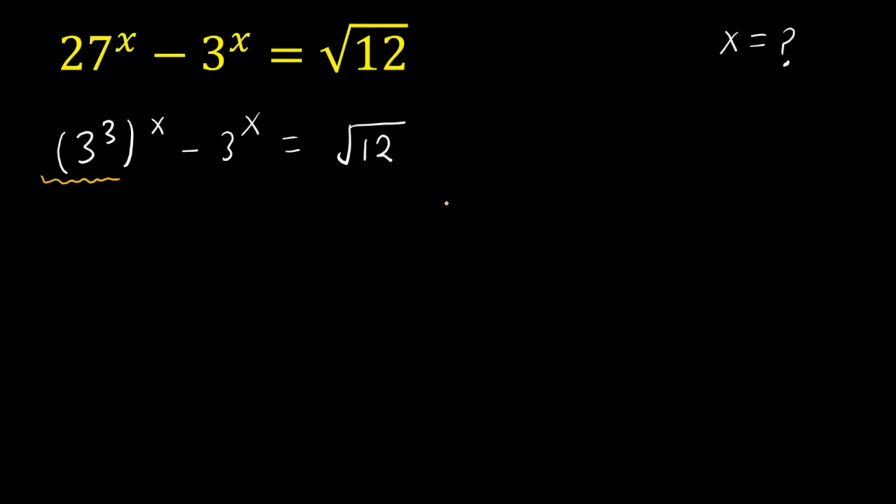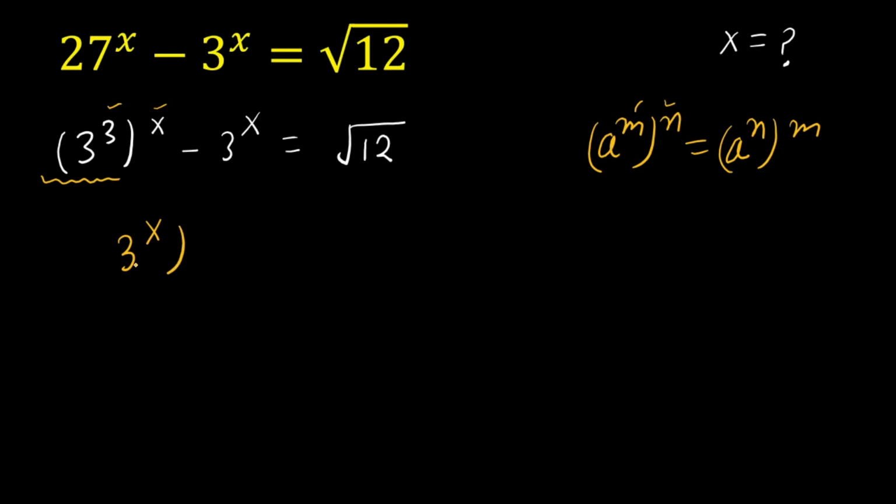Now if we apply the base and exponent rule, we know that (a^m)^n is equal to (a^n)^m. This m and this n are interchanged. So this 3 and this x are interchanged, then you will get (3^x)^3 − 3^x, and this is equal to the square root of 12.